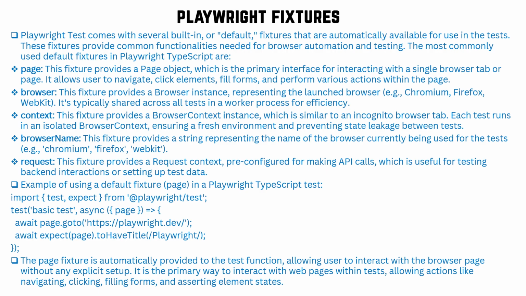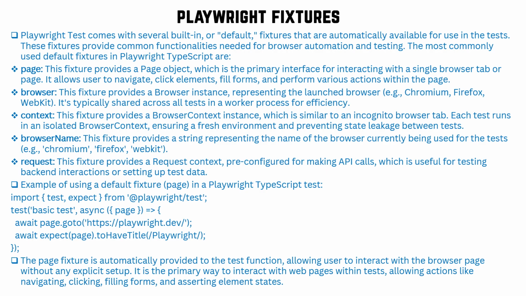So the browser fixture provides a browser instance representing the launched browser. It can be Chromium, Firefox, WebKit, anything. It's typically shared across all tests in a worker process for efficiency. Whereas context, this fixture provides a browser context instance. So in a browser, you can open multiple contexts, and from the multiple contexts, you can open multiple tabs or pages, right? So this fixture provides a browser context instance which is similar to an incognito browser tab. Each test runs in an isolated browser context, ensuring a fresh environment and preventing state leakage between tests.